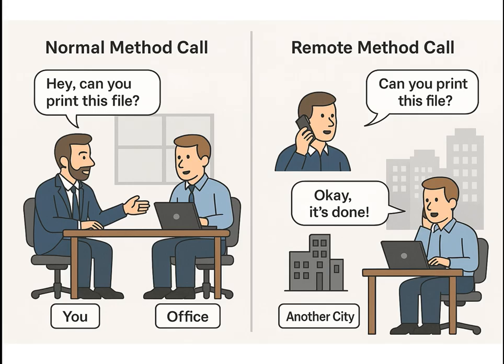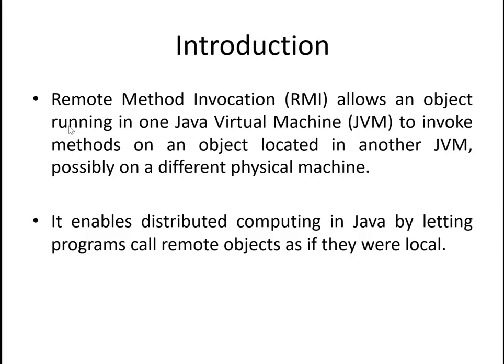Okay, so let's come back to the definition. Look here, what does RMI mean? Remote Method Invocation allows an object running in one virtual machine, which means one computer, to invoke a method on an object located in another JVM or another computer. So you are trying to make a call, but the method is actually located on another computer. That is called a Remote Method Invocation.